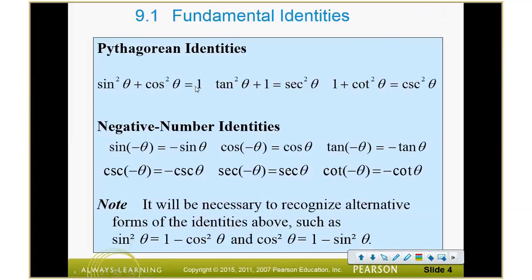There's your second set. Now, which one is most important? These up here, the Pythagorean. You really don't have to worry about the negative number identities because you could do those algebraically. You know that the sine is an odd function, so it's negative. Cosine is not an odd function, so it's going to be positive. Not a big deal on those. I tell students, make sure you know the Pythagorean.